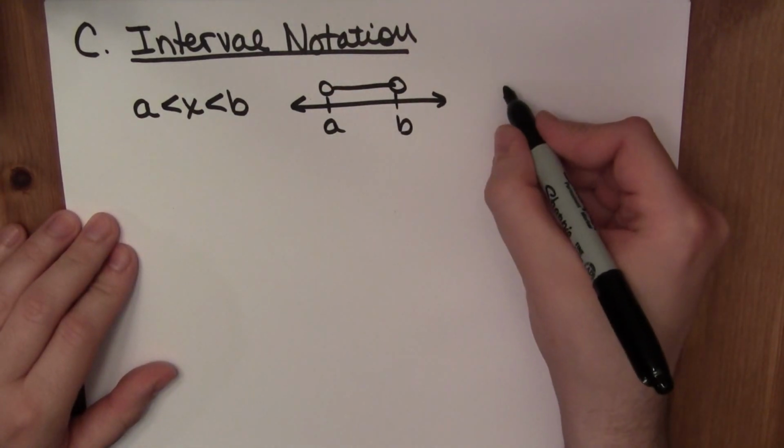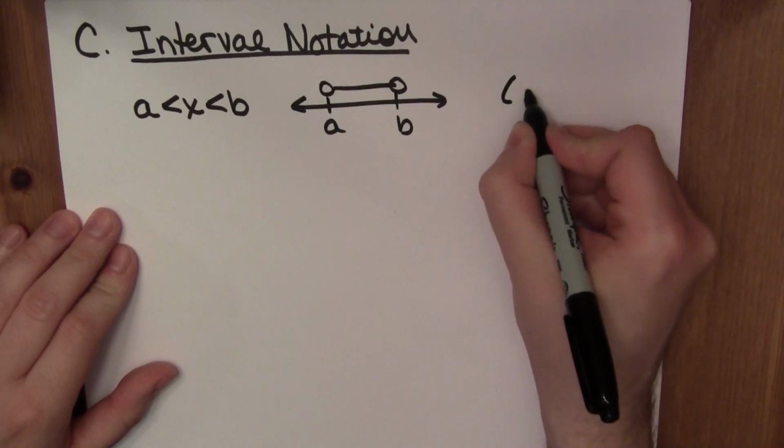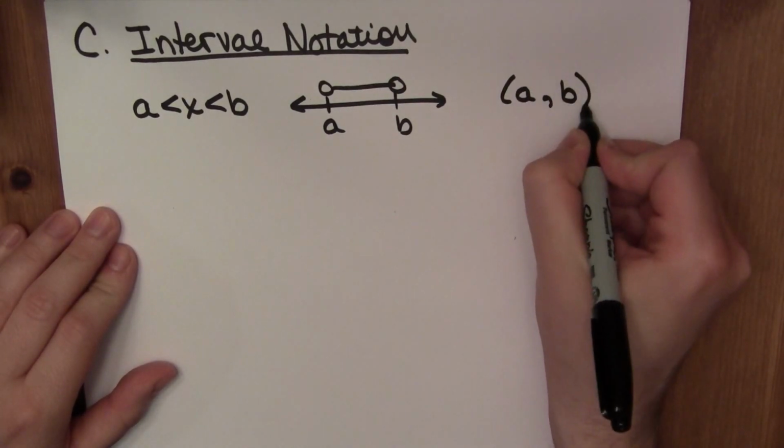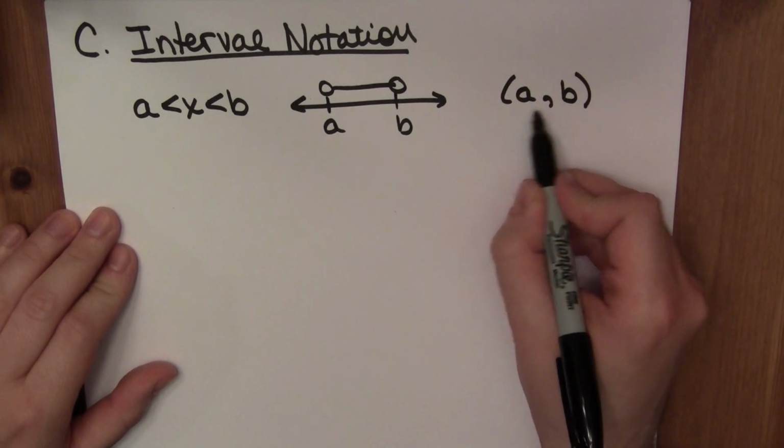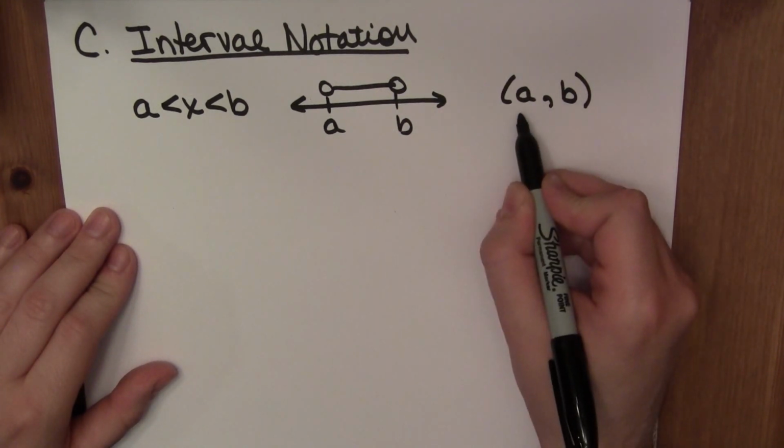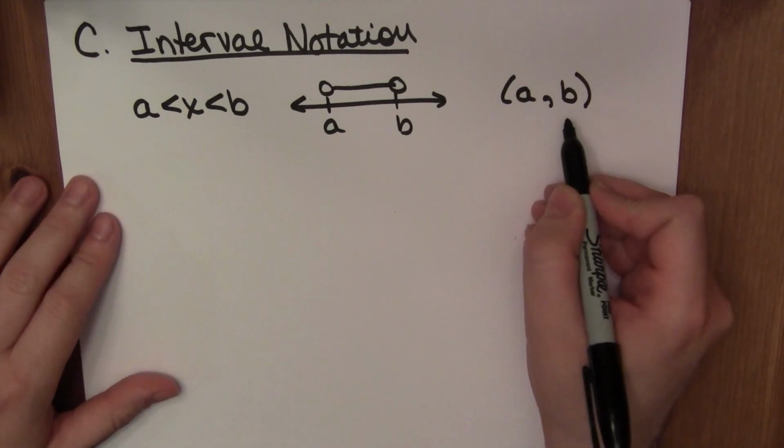And in interval notation, I would write this as in parentheses a comma b, which is just telling me all the x values in between a and b. You're starting at a, you're ending at b.